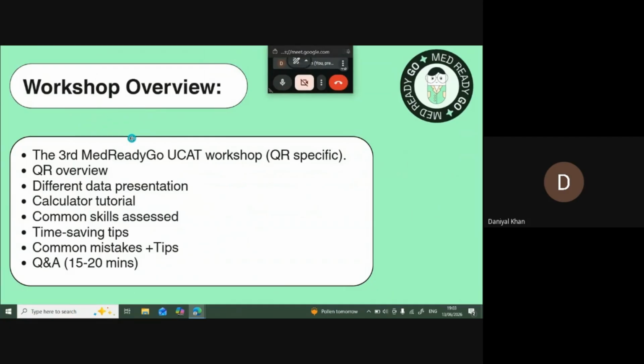So it's the third MedReadyGo UCAT workshop. This one's QR specific. We did an introduction to the UCAT and then a VR specific one as well. We should hopefully do those again in the future if there's enough demand.